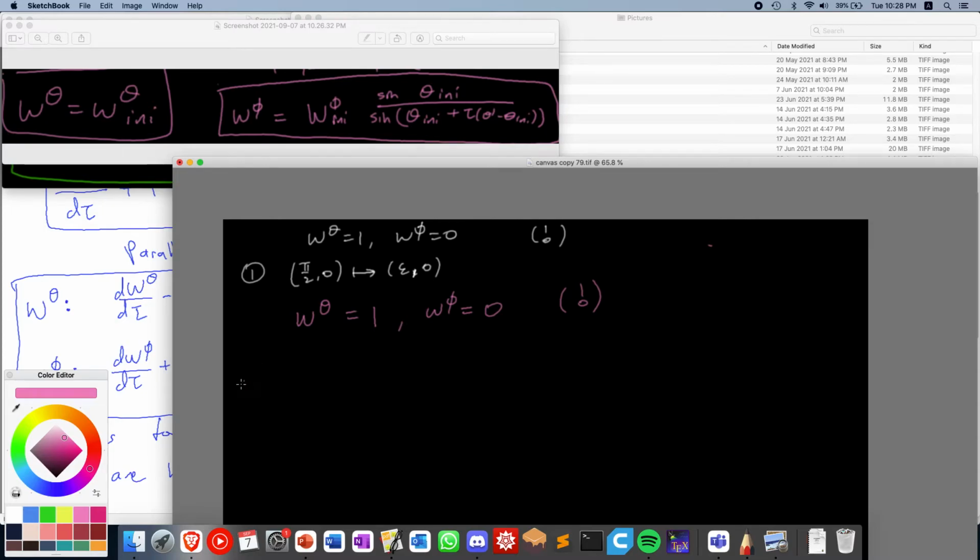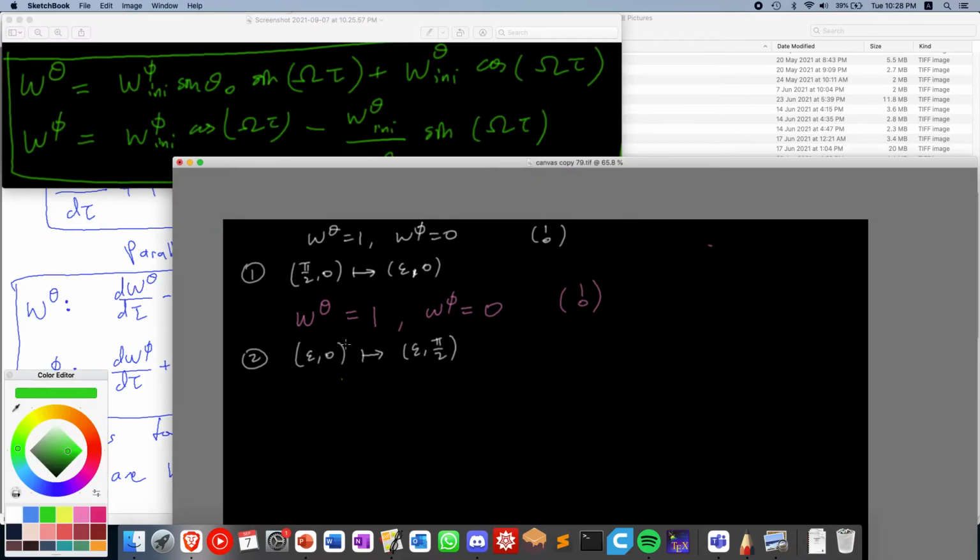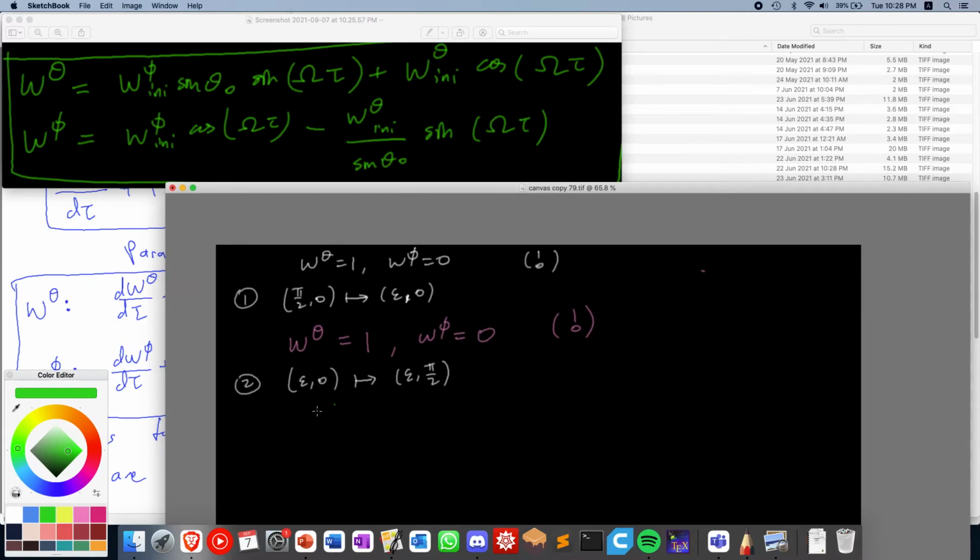Okay, so now the next step will be to go from epsilon naught to epsilon pi over 2, and this will be the green one. So let's see the green equation, and what would that be? Now we substitute the initial, so it's just 0 times a bunch of things plus 1 times, right? So the previous final answer is now the new initial value.